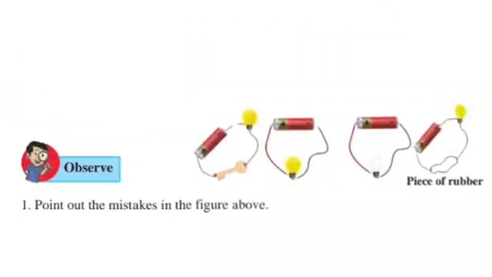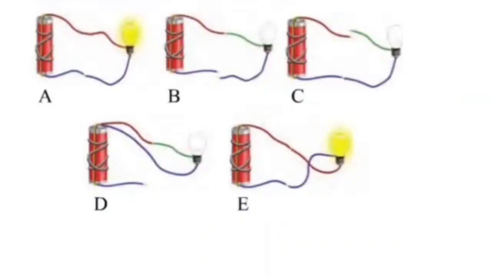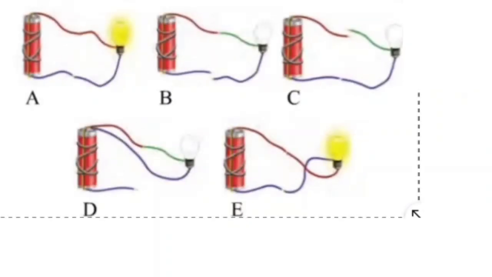Let us point out the mistakes in the figure. We see in pictures 1, 2 and 4, though the circuit is broken, the light is glowing, while in figure 3, the circuit is closed but still the light is not glowing. Why do the bulbs in figures B, C and D not light up? It is because the circuit is open and electric current cannot flow through figures B, C and D.